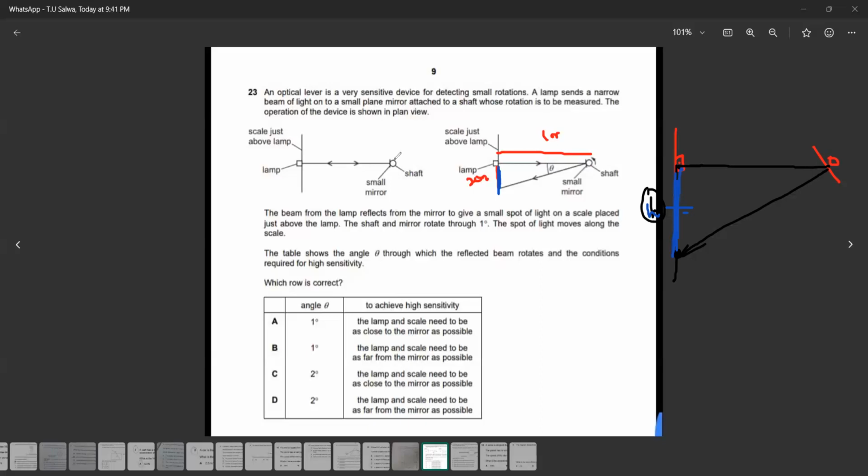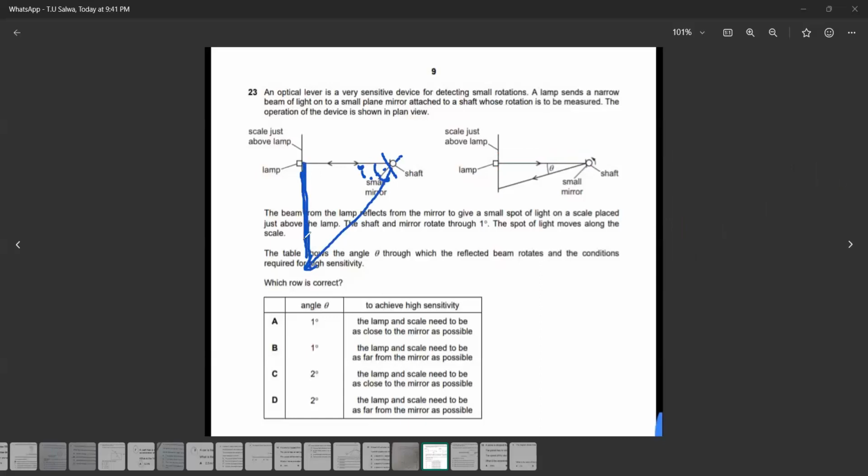So simply, first, when we rotate this by 1 degree, now the angle of incidence is 1. So the angle of reflection should also be 1 and the ray is reflected. It moves away from the spot and we measure how much it has shifted. But if we keep the lamp far from it and rotate 1 degree, the ray will rotate 2 degrees. But the spot which will appear will be a greater distance from the original position, which will make it easy to record, or it will increase the sensitivity.